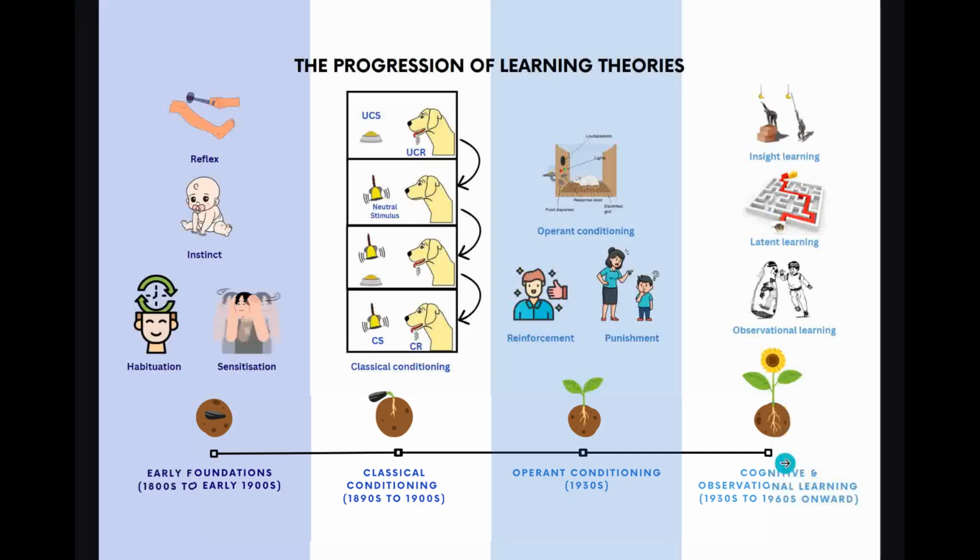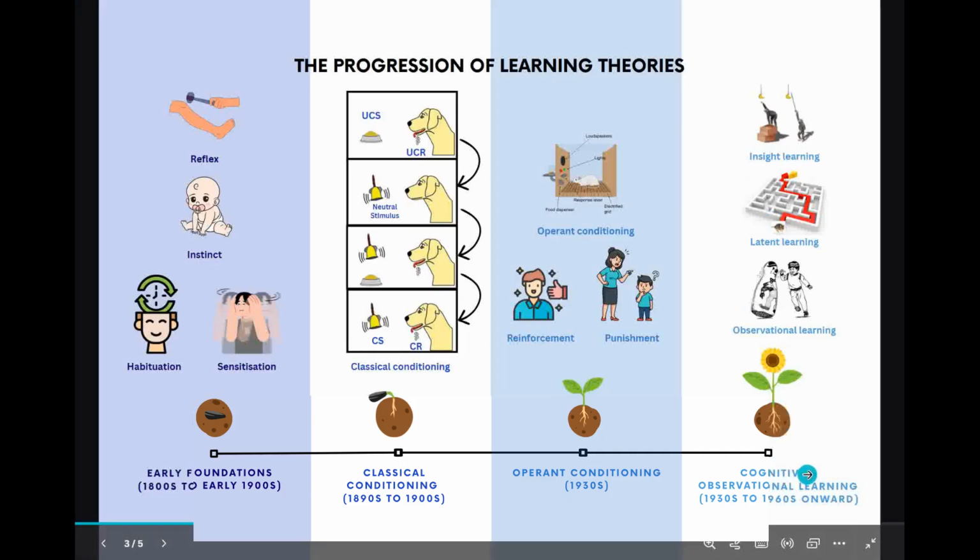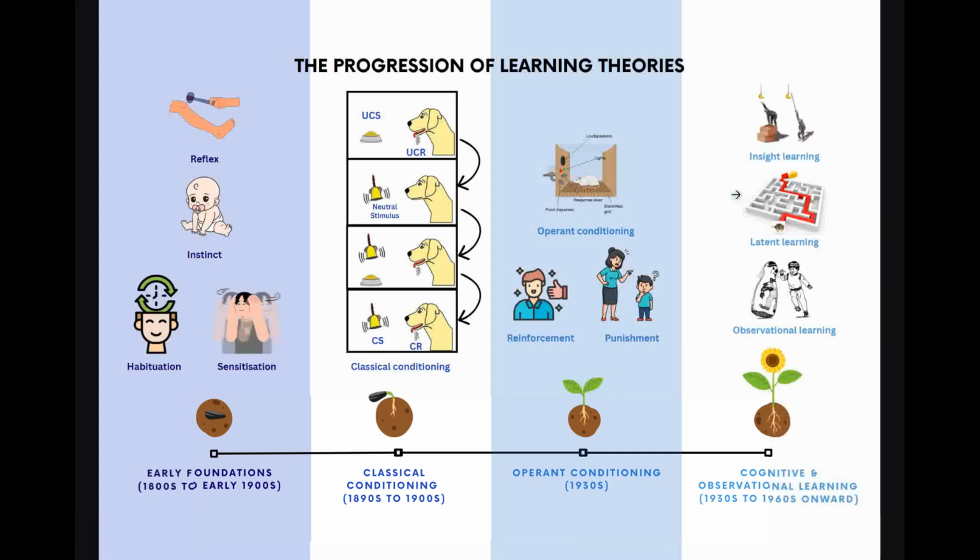Moving on to cognitive and observational learning here. Insight learning is shown through Kohler's chimpanzee experiment. Insight learning is the sudden realization of a solution. In this experiment here, the chimp is trying to reach the fruit. After pausing and thinking, they joined sticks together or stacked boxes to reach it. The solution appeared suddenly, not through gradual trial and error, but through mentally visualizing the problem and solution.